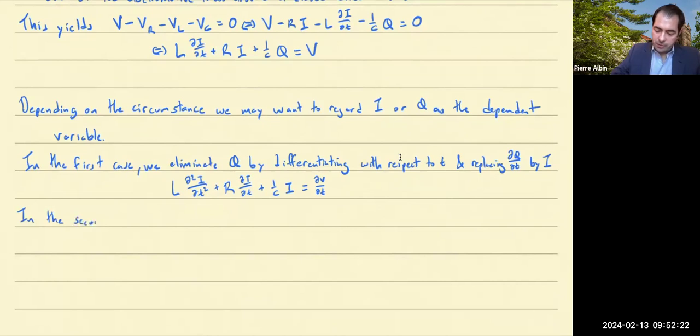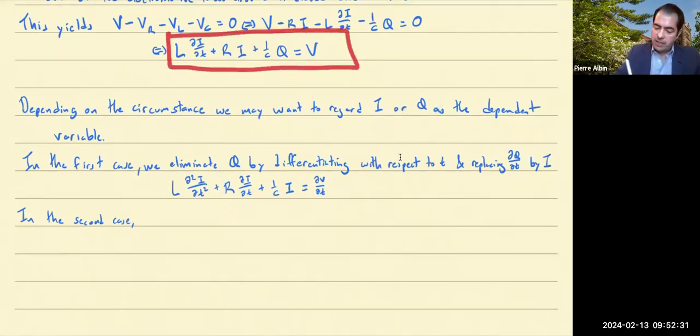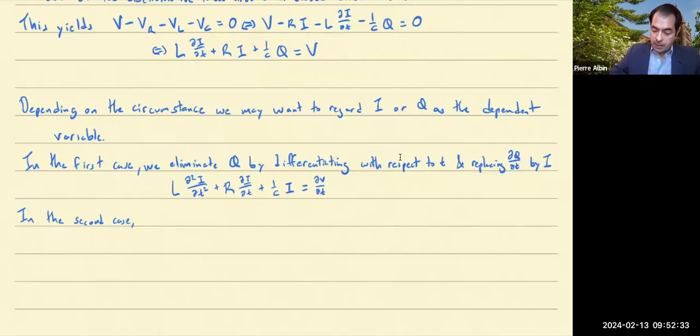In the second case, we want to think of Q as the dependent variable. We want to think of this equation as being an equation for Q. Then we simply replace I by dq/dt. And so the equation becomes L times the second derivative of Q with respect to t plus R times the first derivative of Q with respect to t plus 1 over C times Q equals V.